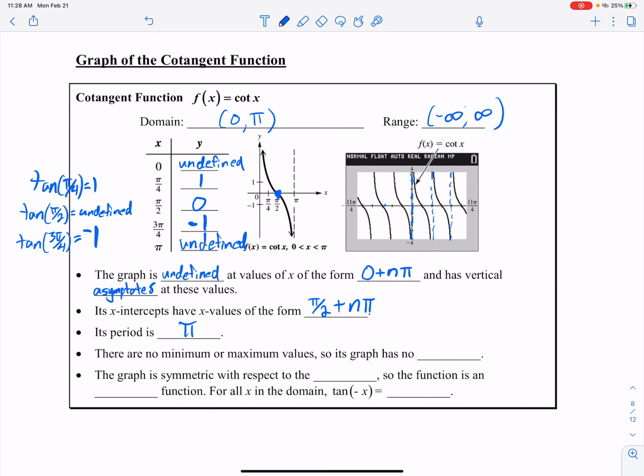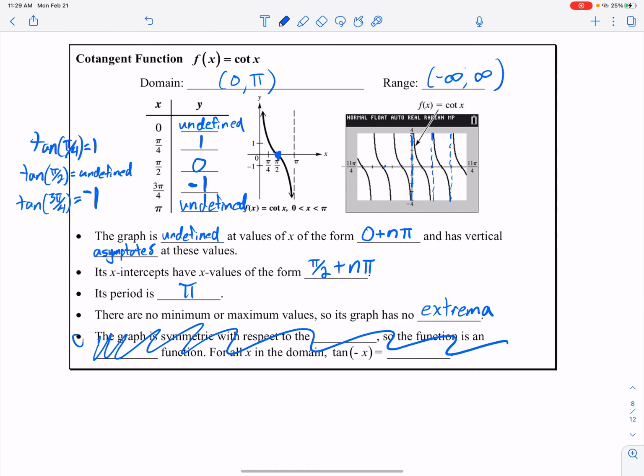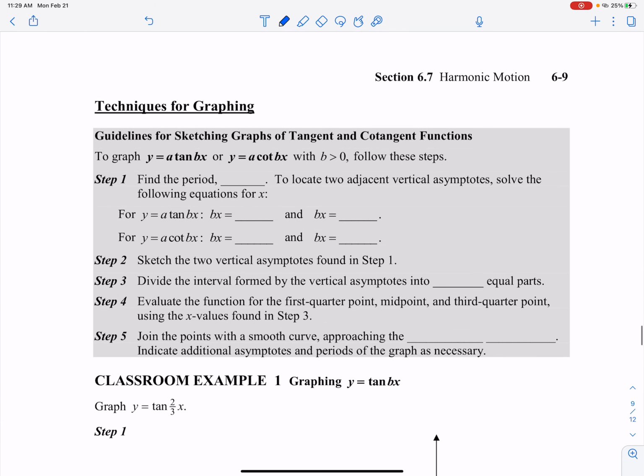All right, there are no minimum or maximum values, so the graph has no extrema. The graph is symmetric with respect to the... Do we really have anything here? Let's mark that out. I don't think there's symmetry there. I don't know what stretch your curriculum is trying to make either, but it's not there. There's no symmetry. Okay. You can tell that was bad curriculum writing anyway because they have tangent there at the bottom, so they copied and pasted.